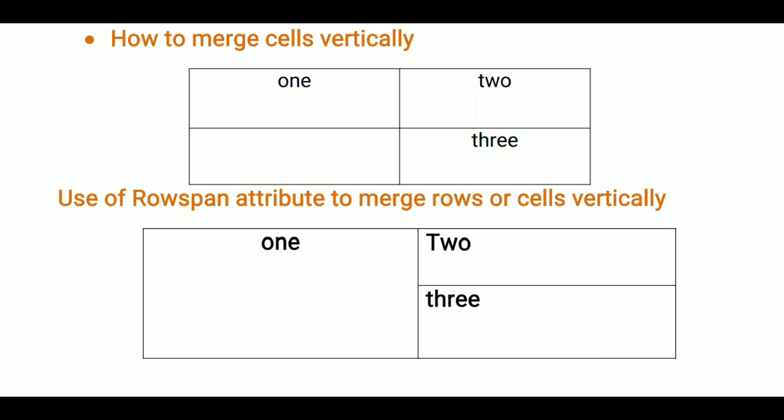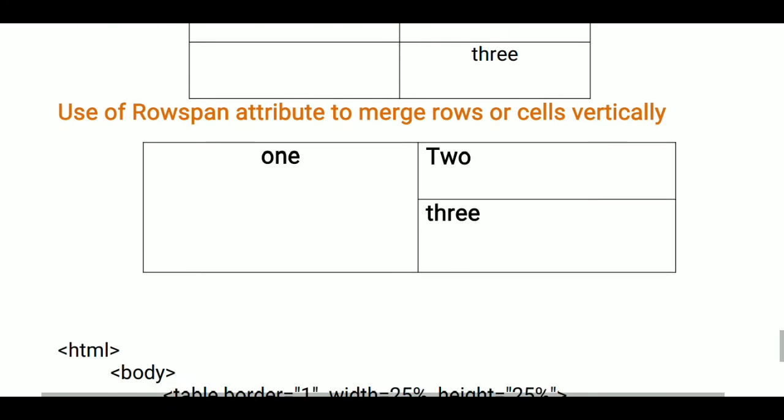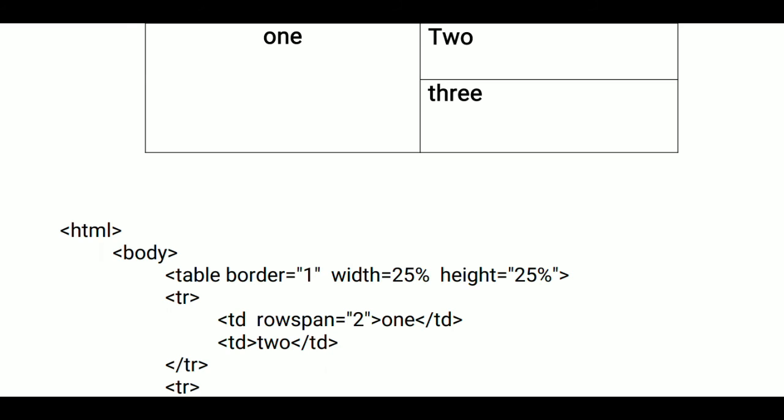To merge the cells vertically, we have another attribute, that is the rowspan attribute. With the help of rowspan, we can merge the cells vertically. How to do this? We will see in this coding. See here, HTML, then body, and then in the table tag I have used 3 attributes: border equals 1, a very thin border, then width 25% and height 25%, so it will occupy 25% of the browser screen. Then the TR tag to create the row.